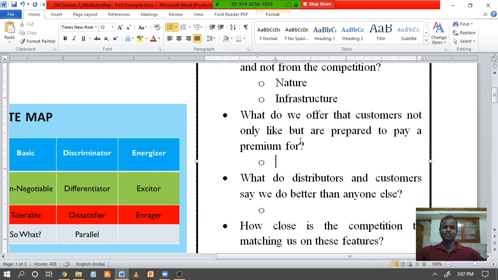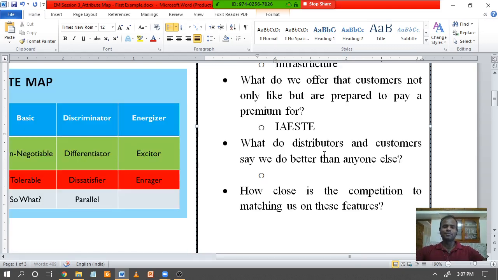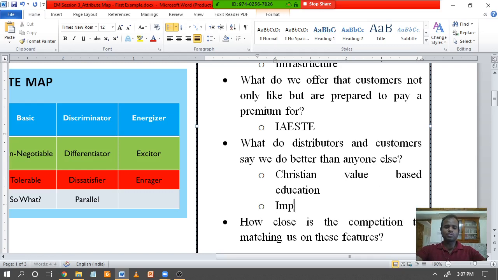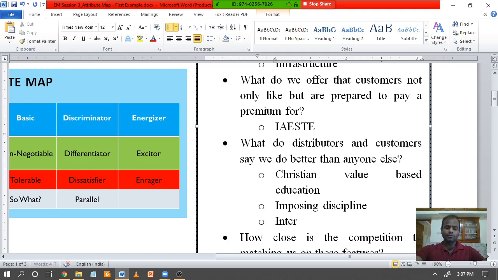There are programs like IST. Maybe the IST program. What do customers say we do better than anyone else? Maybe I should say Christian value-based education. Or maybe imposing discipline. Some international connections, yeah, international connections.